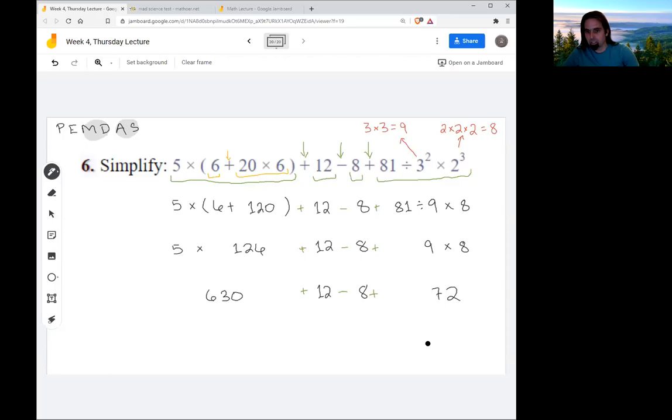And as one last step, I'll actually do all the plus and minus. I have 630. If I do plus 12 minus 8, that's the same as plus 4. I'm up to 634. And then if I do plus 70, I'm up to 704. And then two more is 706 if I did all my mental math right.